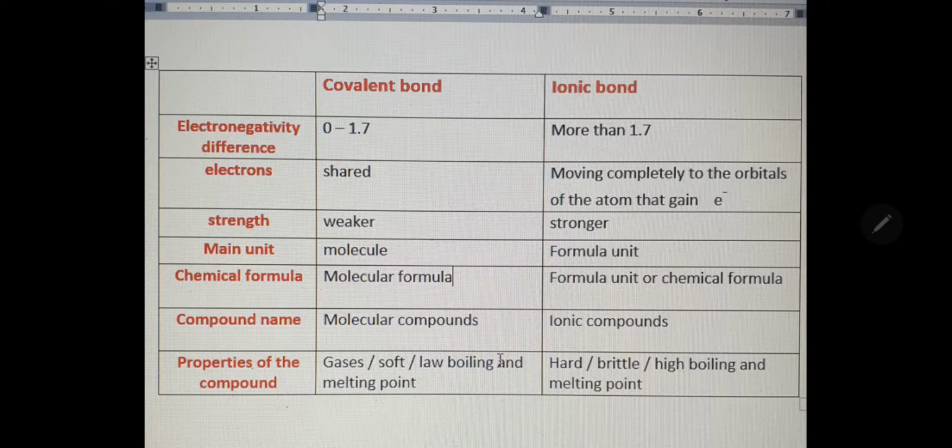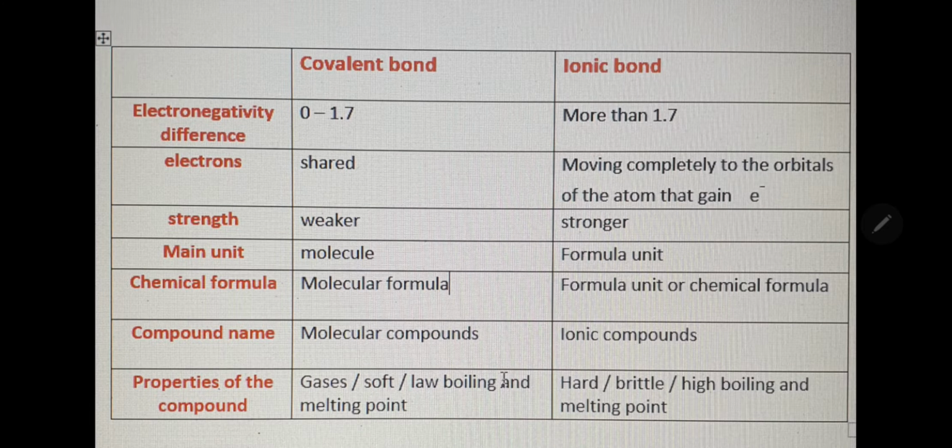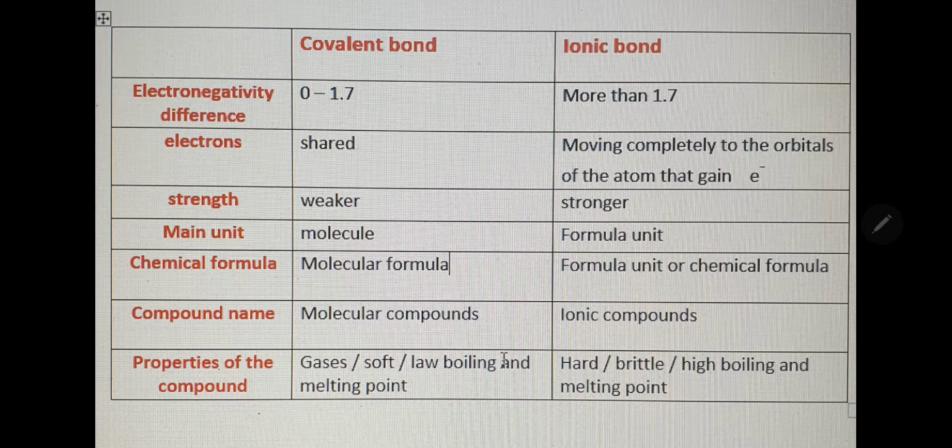In this video, I'm going to revise with you the difference between covalent and ionic bonds and some general questions about how to solve the dot structure for some compounds. As we discussed before, we have covalent bonds and ionic bonds, and as you can see in this table, it depends on the electronegativity difference between atoms.